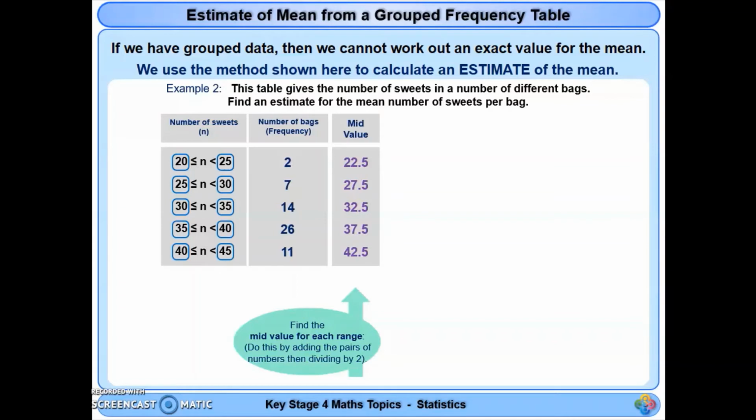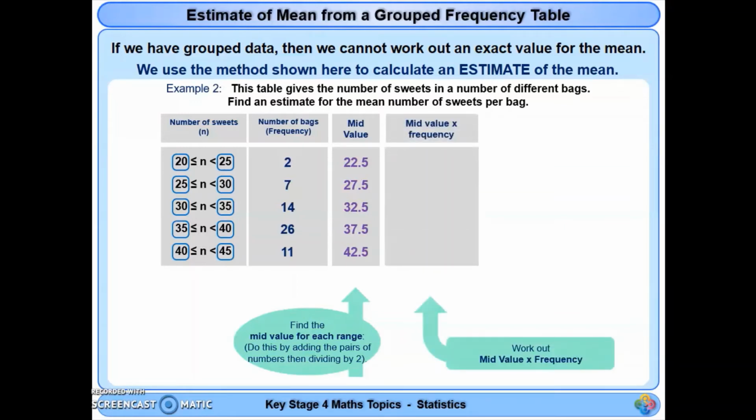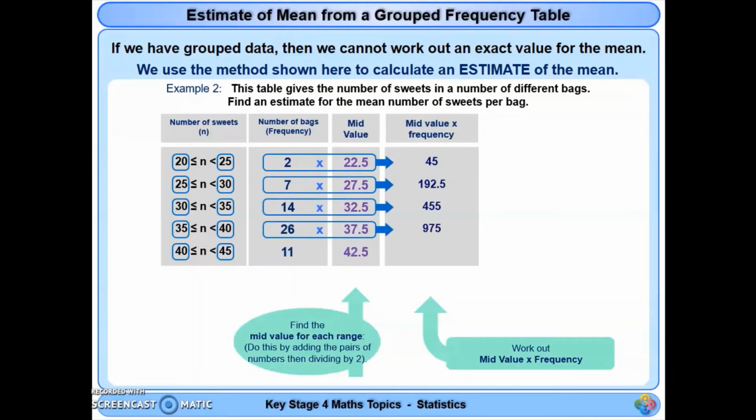We're now going to use that third column to find some values for our fourth column. We're going to take the mid value or the midpoint and multiply by the frequency. So we're doing some multiplications. Calculator will be here to help us.